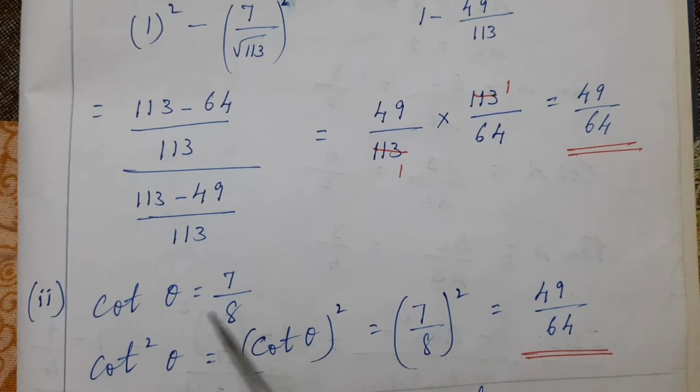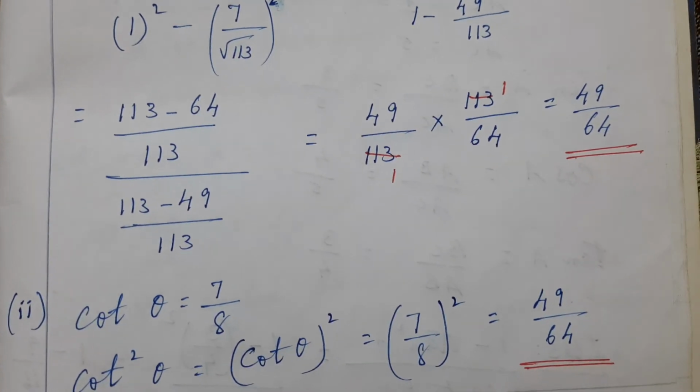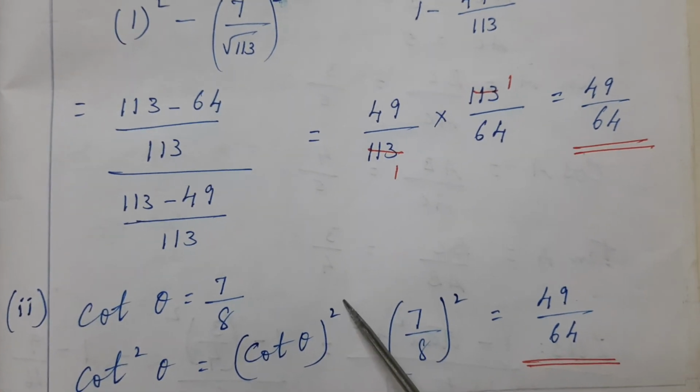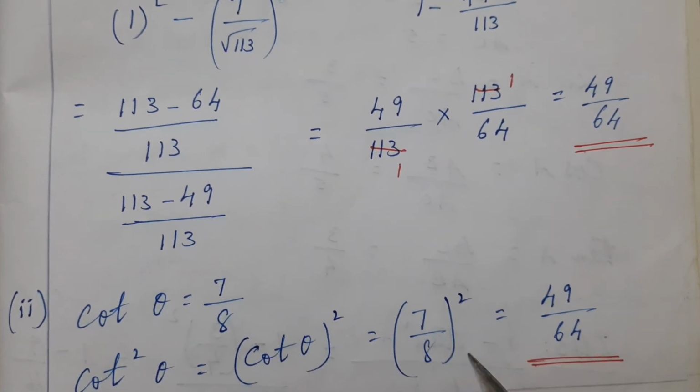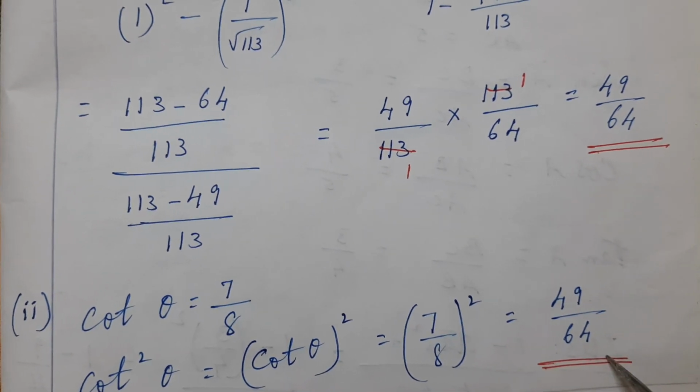The second one is cot theta is equal to 7 by 8. We are asked to find cot square theta. What is cot square theta? Cot theta, the whole square, is cot square theta. Cot theta, you know, is 7 by 8, whole square. That is 49 by 64.